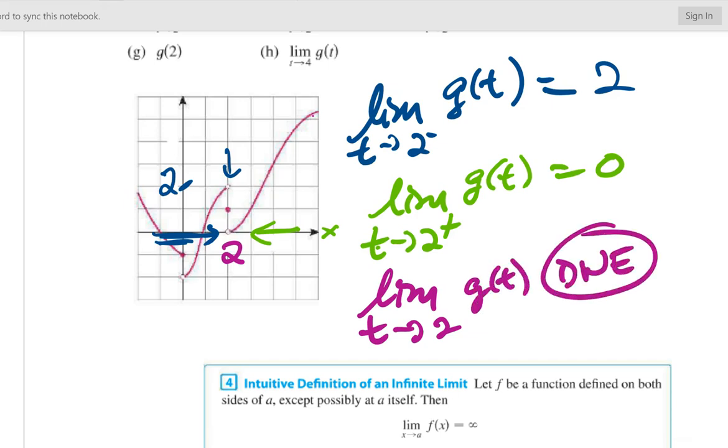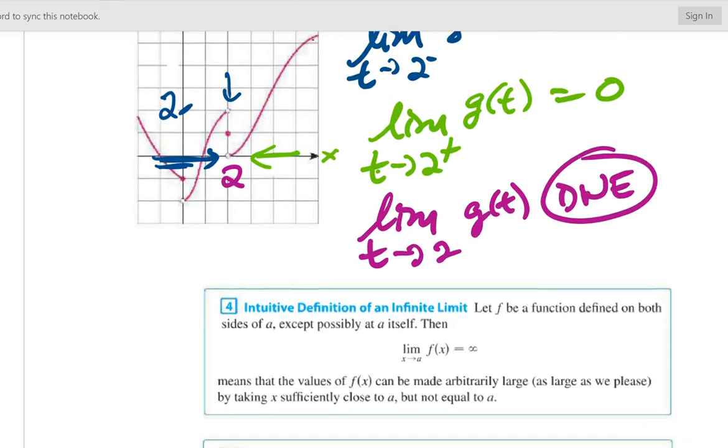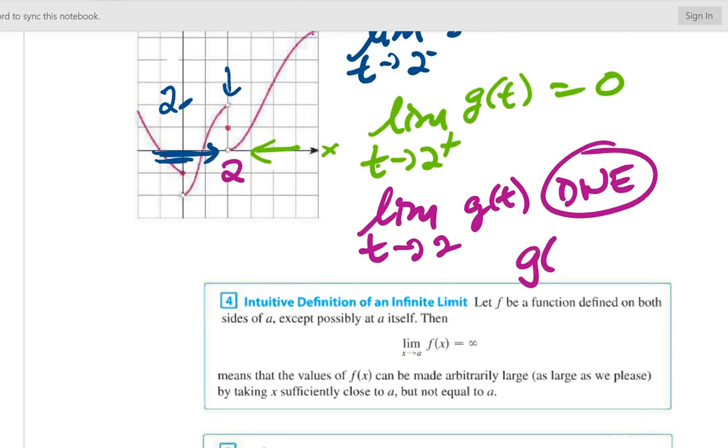Again, now what is the value of g at 2? The value of g at 2 is 1. That's this point right here. This is at 1. It doesn't matter that g is defined at 2. We're looking at the limit. The limit doesn't exist.